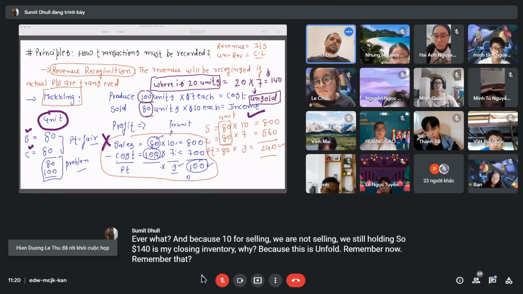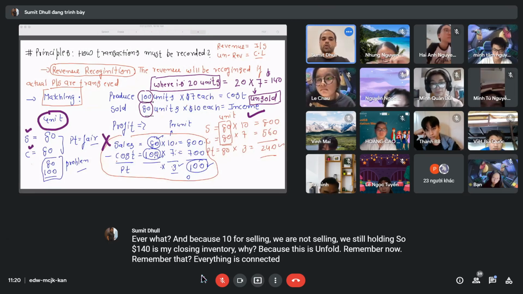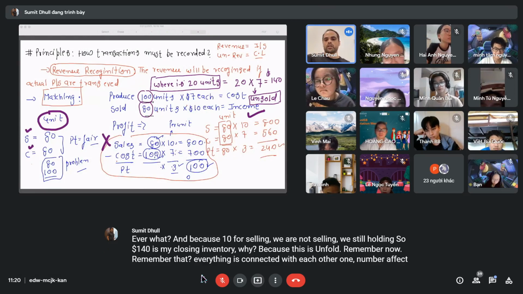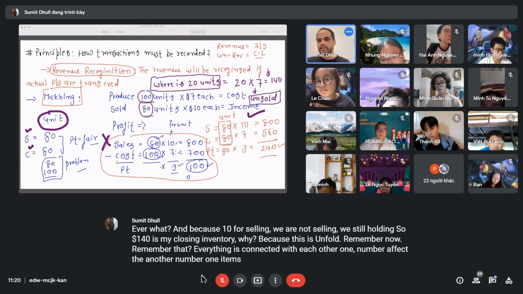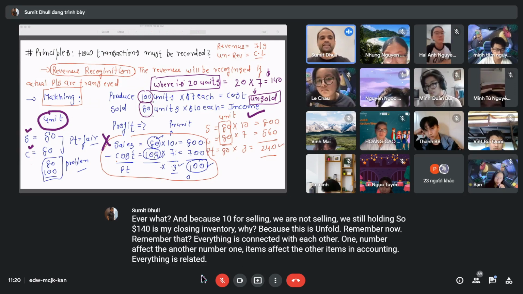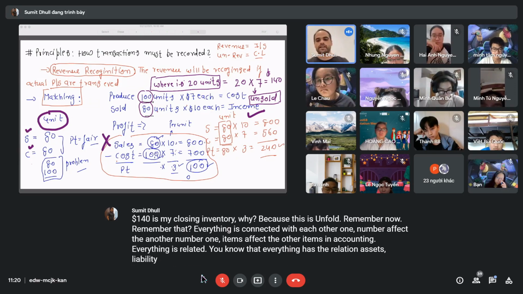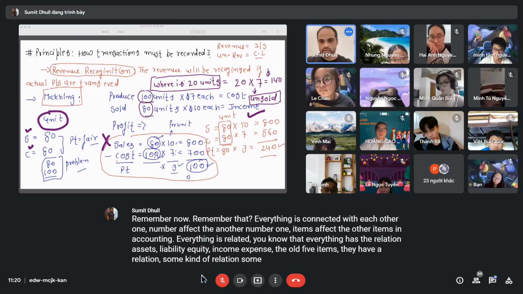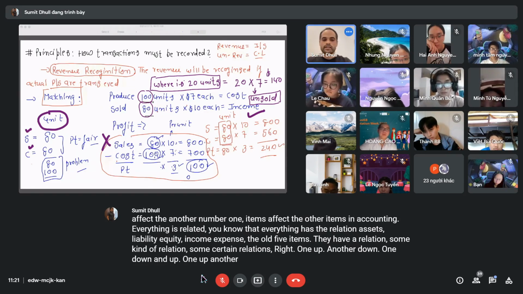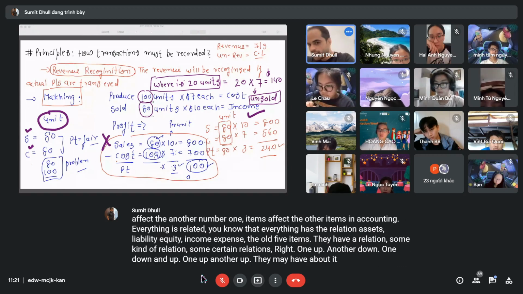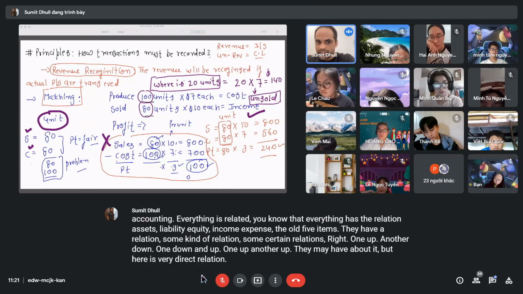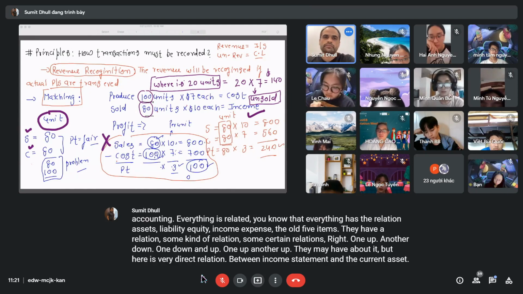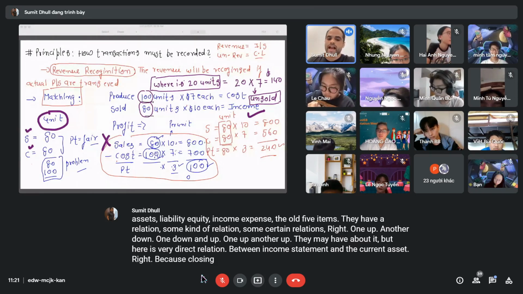Remember that. So everything is connected with each other. One number affects another number. One item affects the other items. In accounting, everything is related. Everything has a relation: assets, liability, equity, income, expense. All 5 items have some kind of relation. One up, another down, one down, another up, or one up, another up. They may have a direct or indirect relation, but there is a very direct relation between the income statement and the current asset, because closing inventory is your current asset.